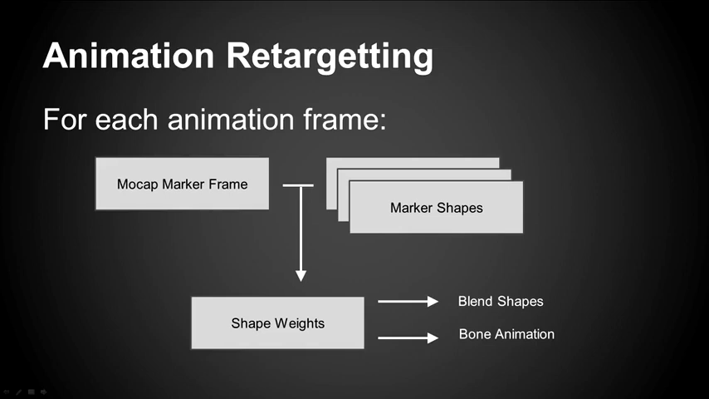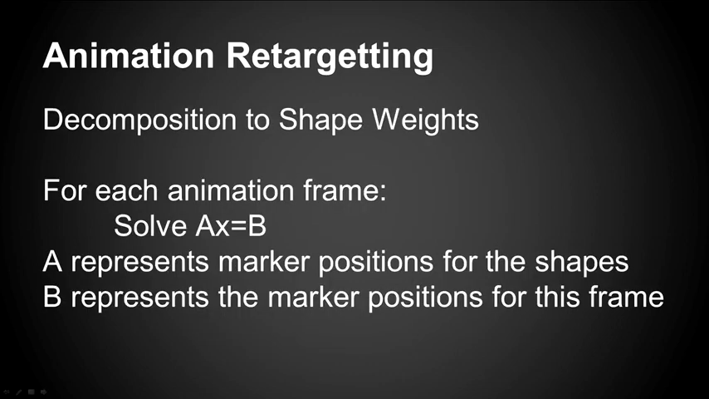And so you have your marker mocap animation on one side. You have all these shapes made out of markers on the other side, which means you can compute the weight of each shape. So this animation frame is maybe 30% smile and 20% frown, something else. Then these values can go into blend shape animation if you would want to do that, or you can rebuild the bone animation from that.